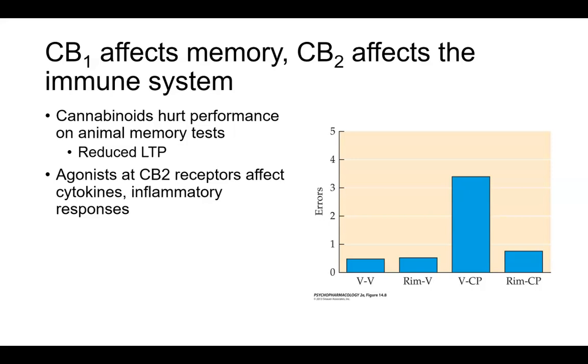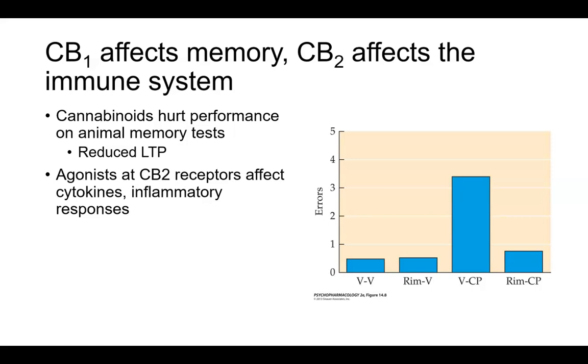So in addition to seeing worse performance on the radial arm maze, they've seen this with a lot of other spatial memory tasks with rats, including the Morris water maze, where rats have to remember where a hidden platform is as they swim around a pool, and other types of memory tests. So it seems like this is a problem for memory.